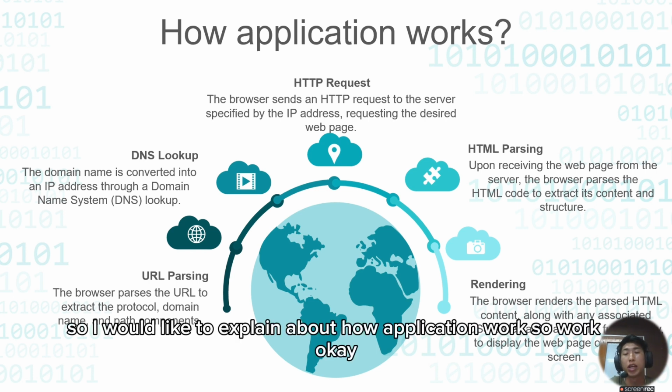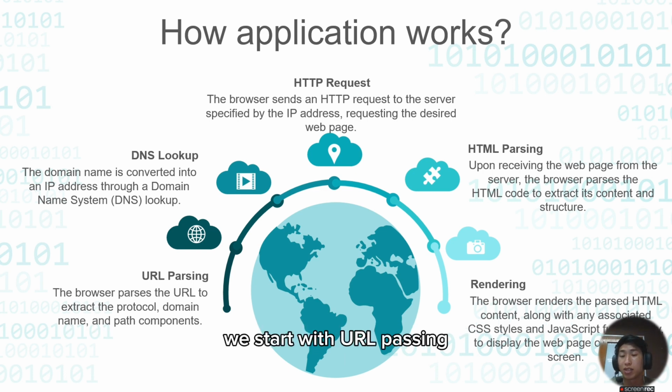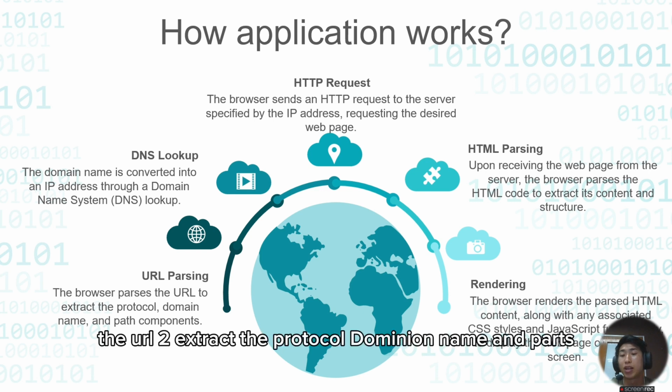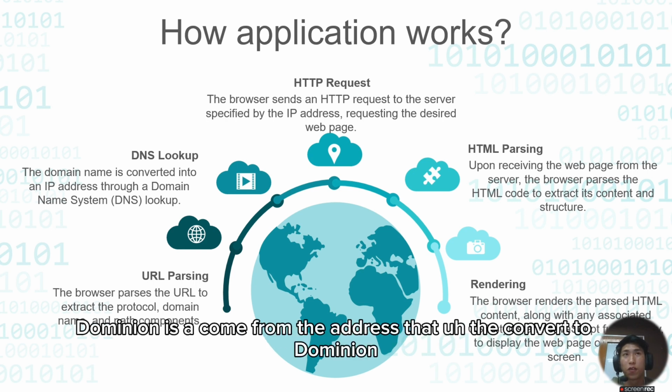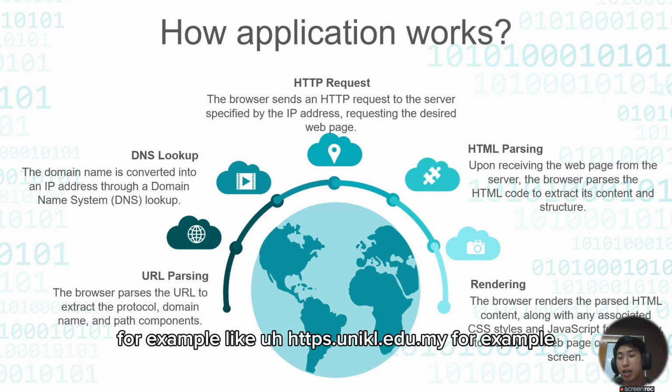So I would like to explain how the application works. Okay, we start with URL parsing. The first one is the browser parses the URL to extract the protocol, domain name, and path component. So what is the domain name? Domain name comes from the IP address that we convert to a domain name, for example, like https dot unikl dot edu.my, for example.